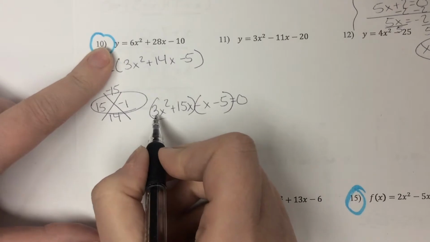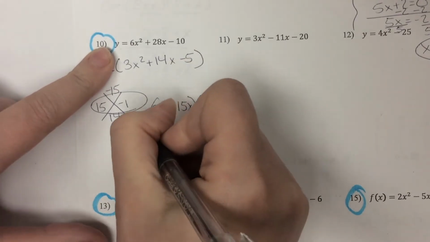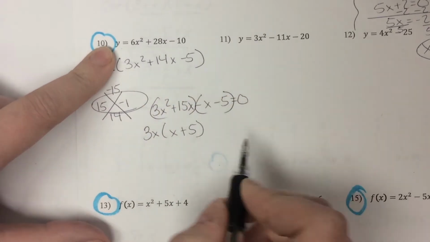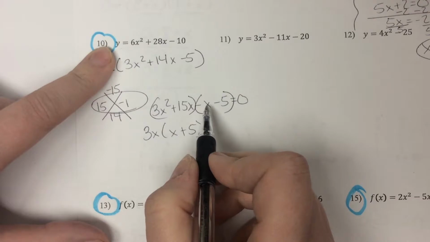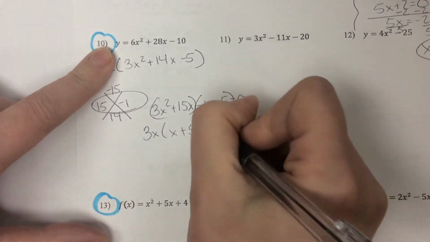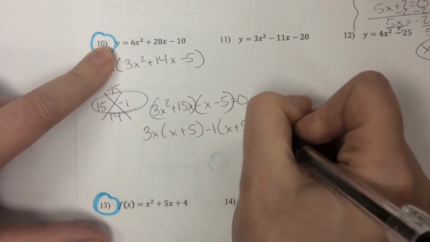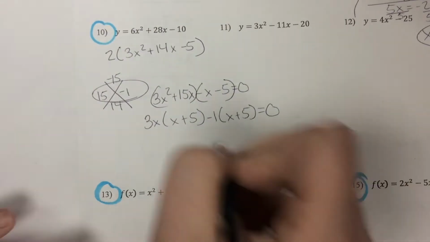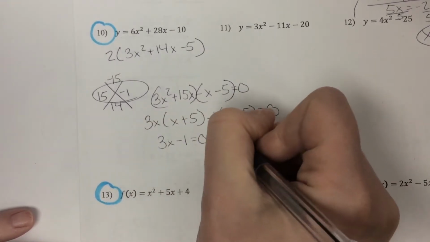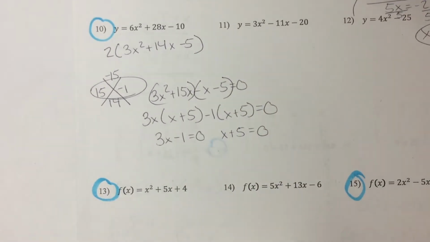We have a 3 and a 15. I can factor out 3, and they both have x. So take out 3x, and I have x plus 5. In my second factor here, I can almost have x plus 5 if I take the negative away from both of these terms. So let's factor out a negative 1, and we get x plus 5 equals 0. So 3x minus 1 equals 0, and x plus 5 equals 0, both of them separately.